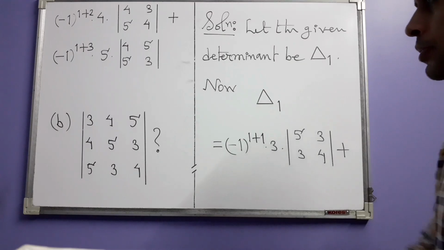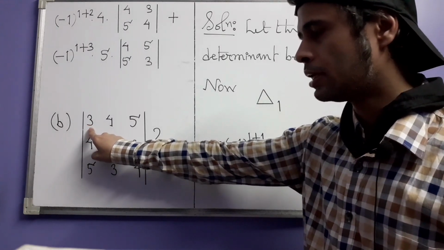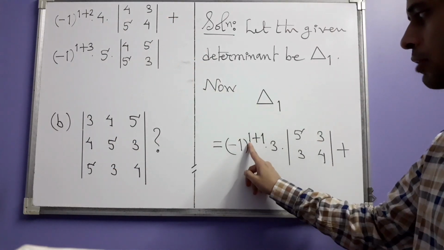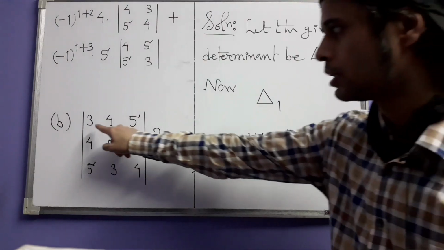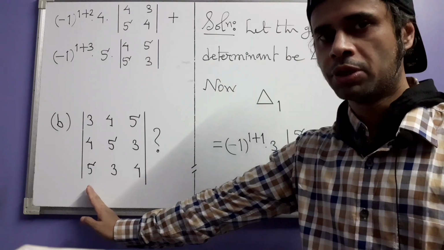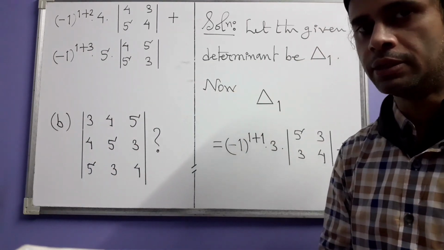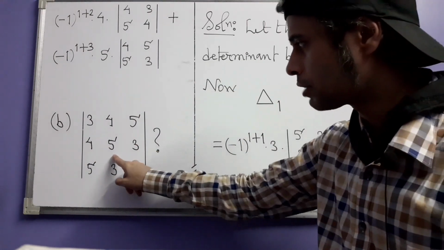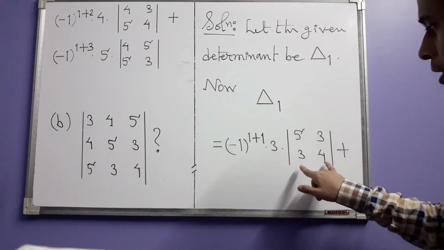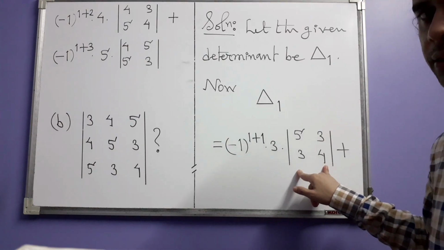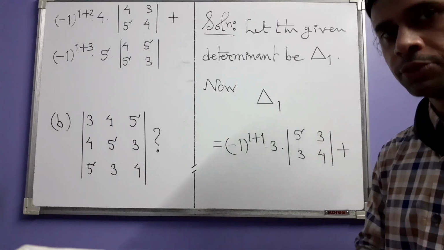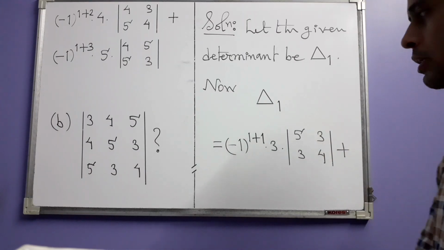Let's see the expansion. First, there will be a term corresponding to this entry 3. The position of 3 is first row, first column. So minus 1 to the power row number plus column number times the entry 3. Now if you remove the first row and first column because they have this entry 3, then what are you left with? 5, 3, 3, 4. So you multiply with this next lower order determinant, 5, 3, 3, 4.